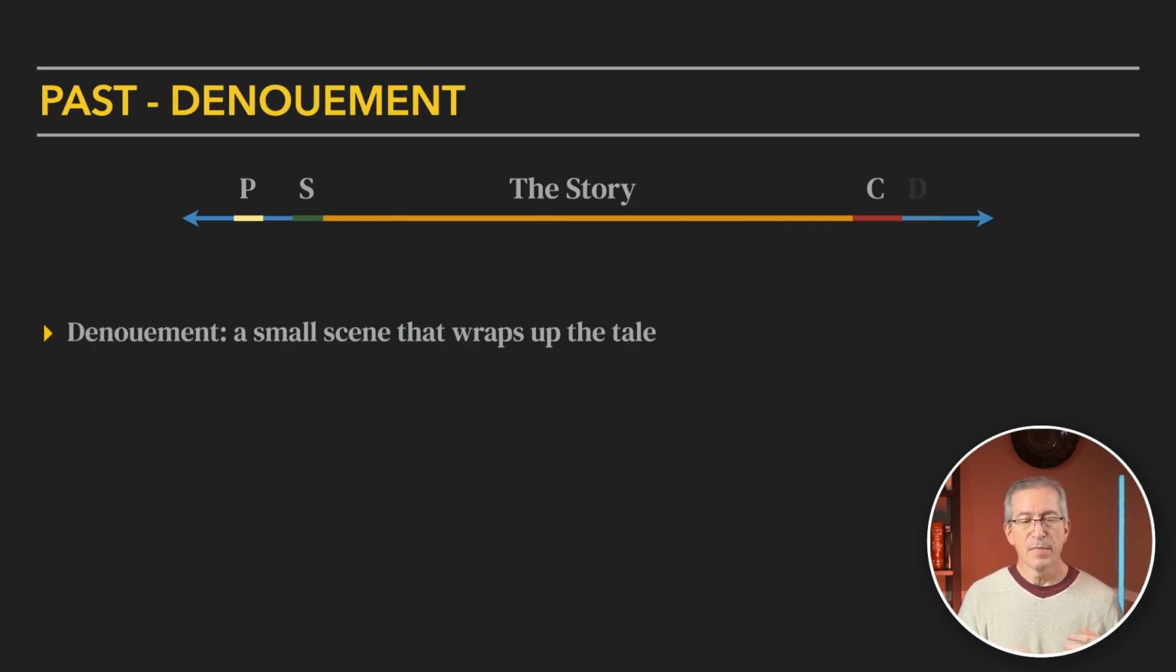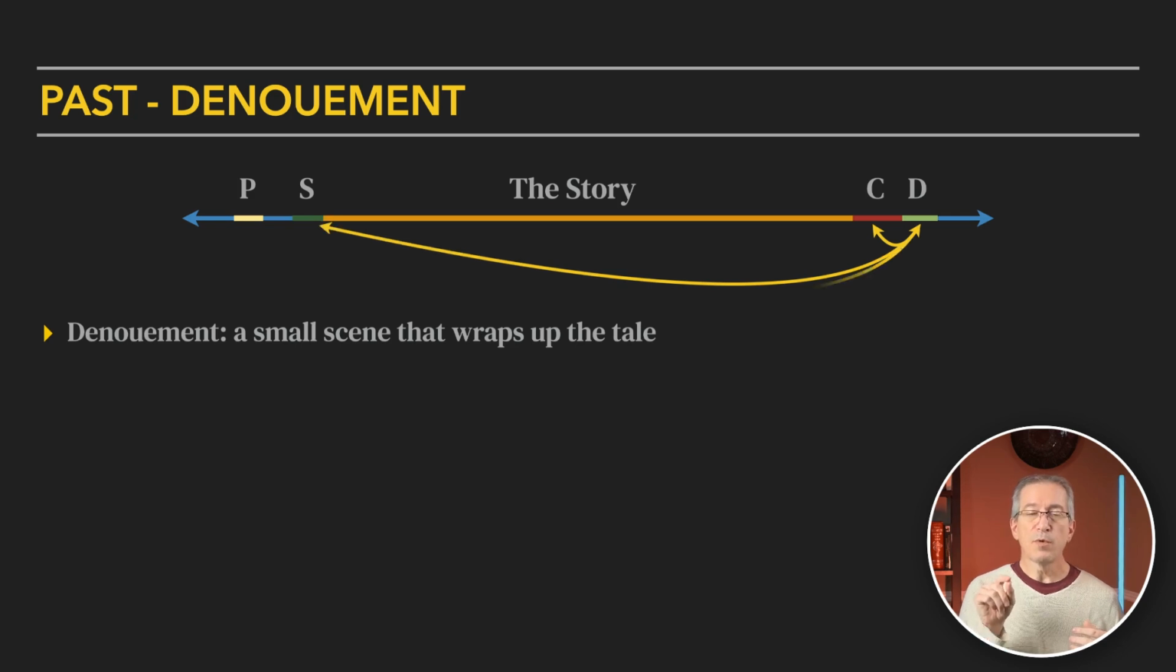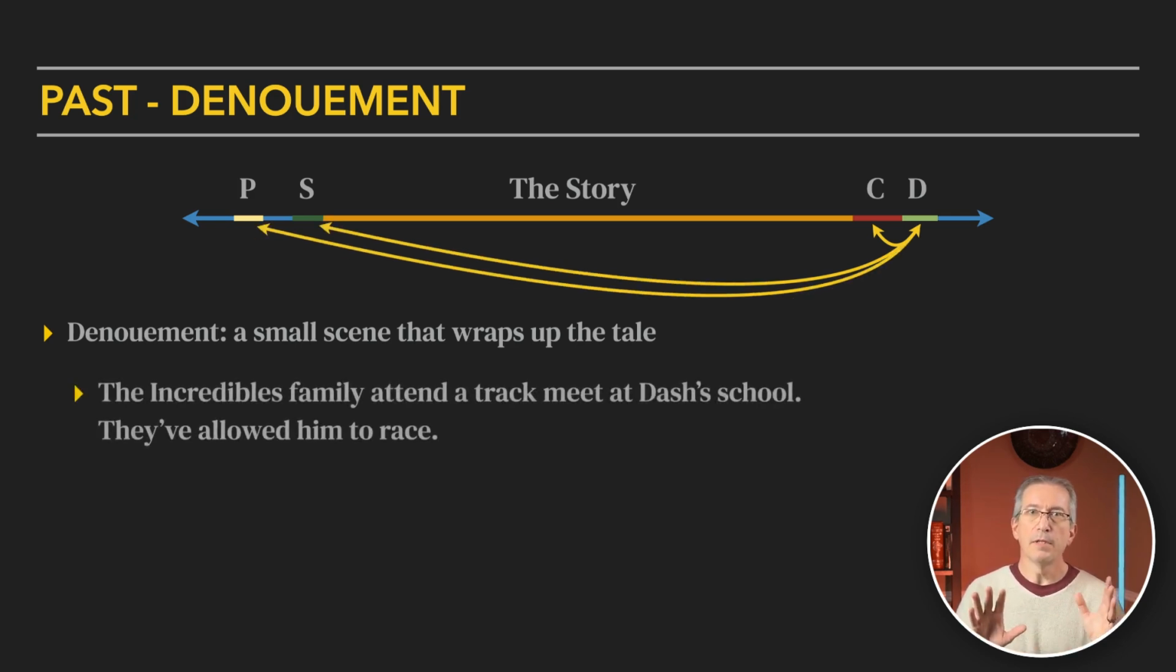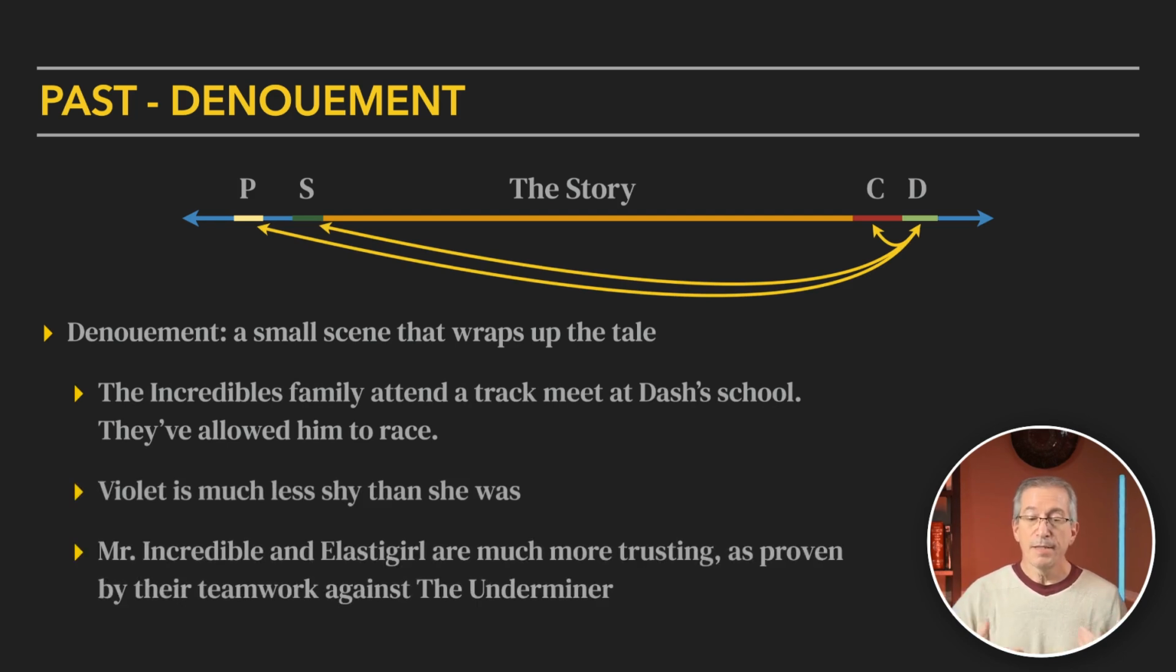Finally, the denouement. So this is a small scene that wraps up the tale. In the case of The Incredibles, after they've defeated the robot and Syndrome, they attend a track meet at Dash's school. They've allowed him to race, and so they trust in him to not reveal his superpowers, and Dash, on his end, is more responsible. He does do that, for them. He does as they ask because he knows the dangers that are involved with revealing themselves.